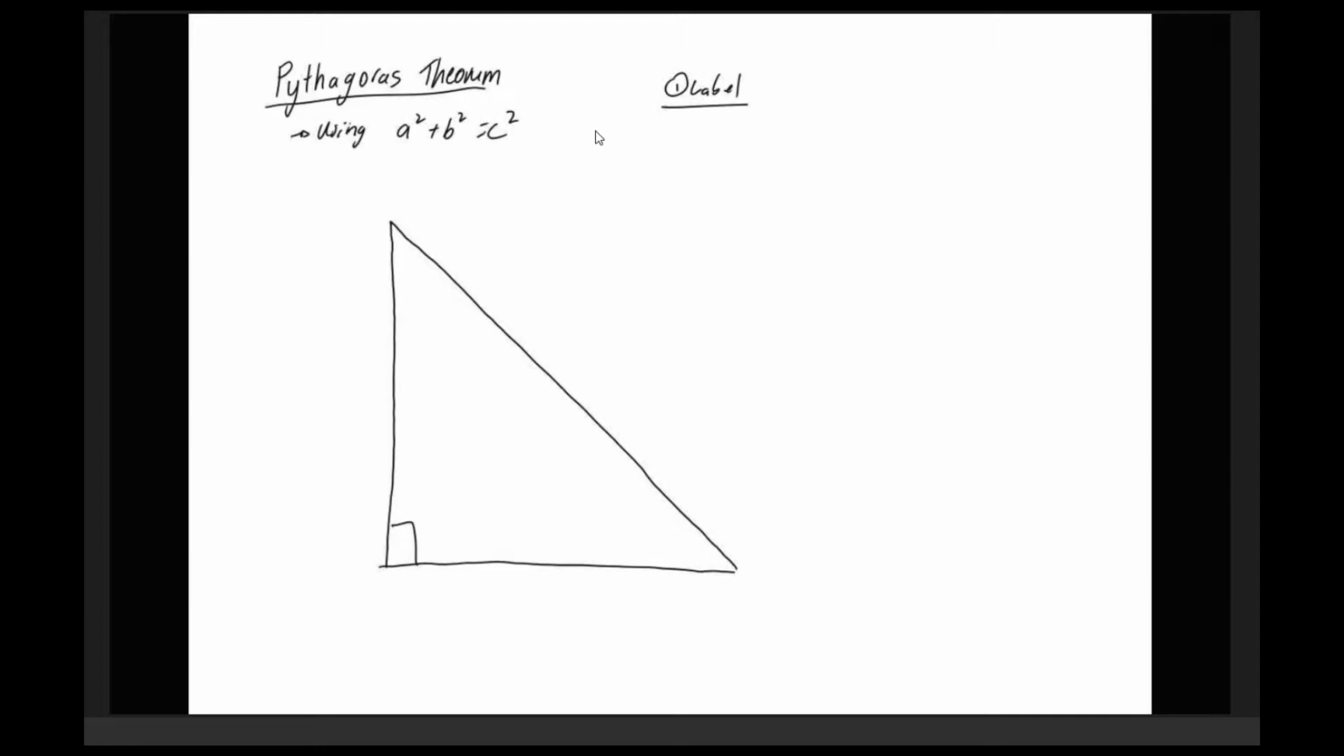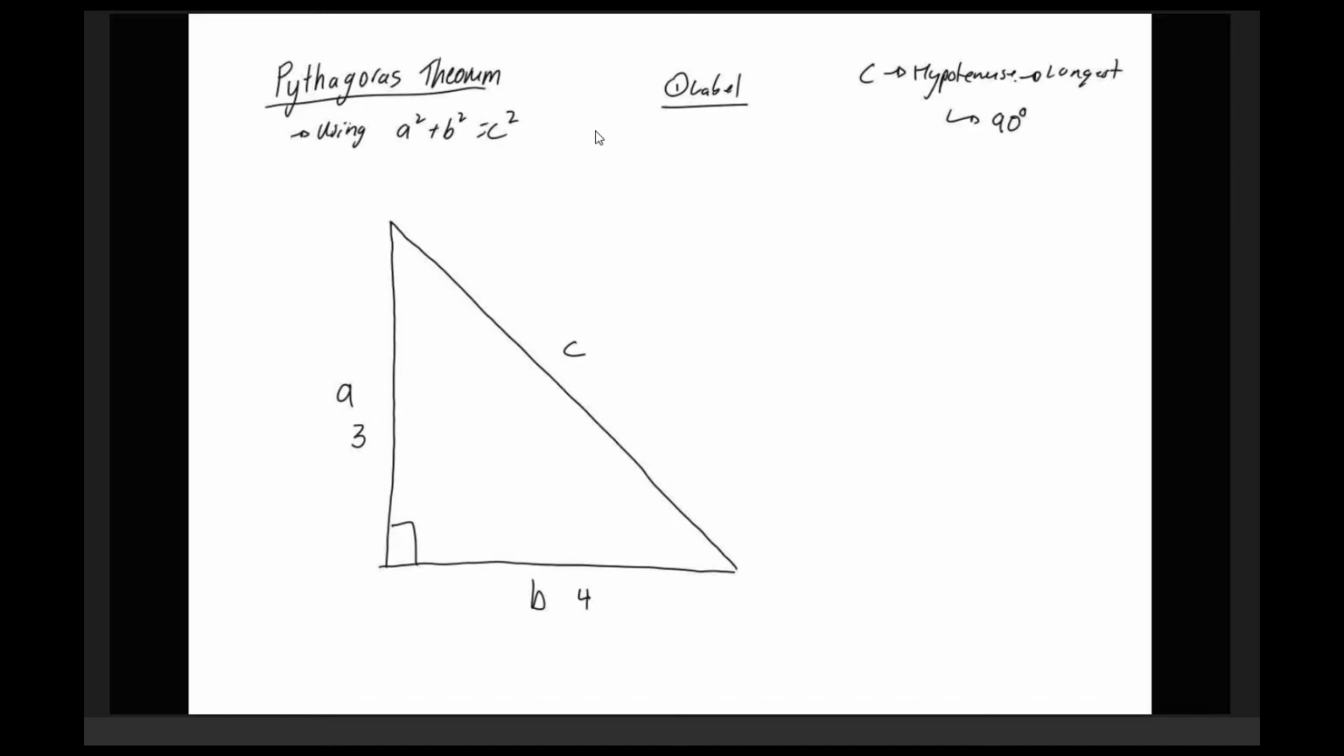and c. Now the only important one is that we label c correctly, because c is the hypotenuse. Okay, so the hypotenuse is always going to be the longest side, which means it's always opposite the 90-degree angle. Okay, so let's label this one C. Easy. The other two don't really matter, so we're going to label this one A and this one B. Now let's say we had this side as 3 and this side as 4.